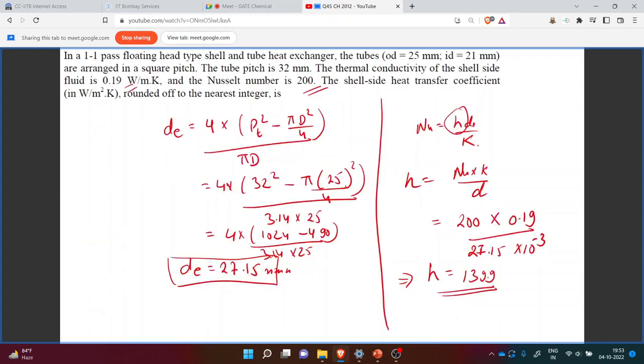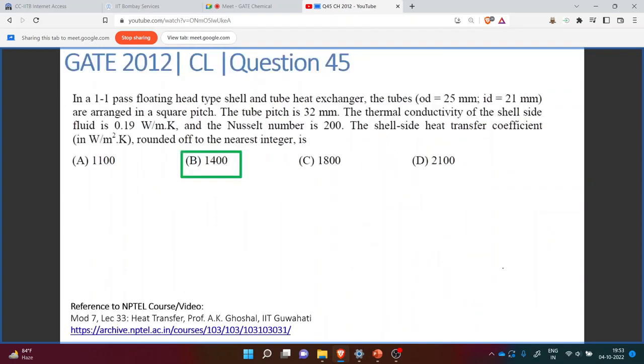And from the given options we can select the value closest, that is 1400, rounded off to the nearest integer. So the shell side heat transfer coefficient for the shell and tube heat exchanger is 1400 watt per meter square Kelvin.